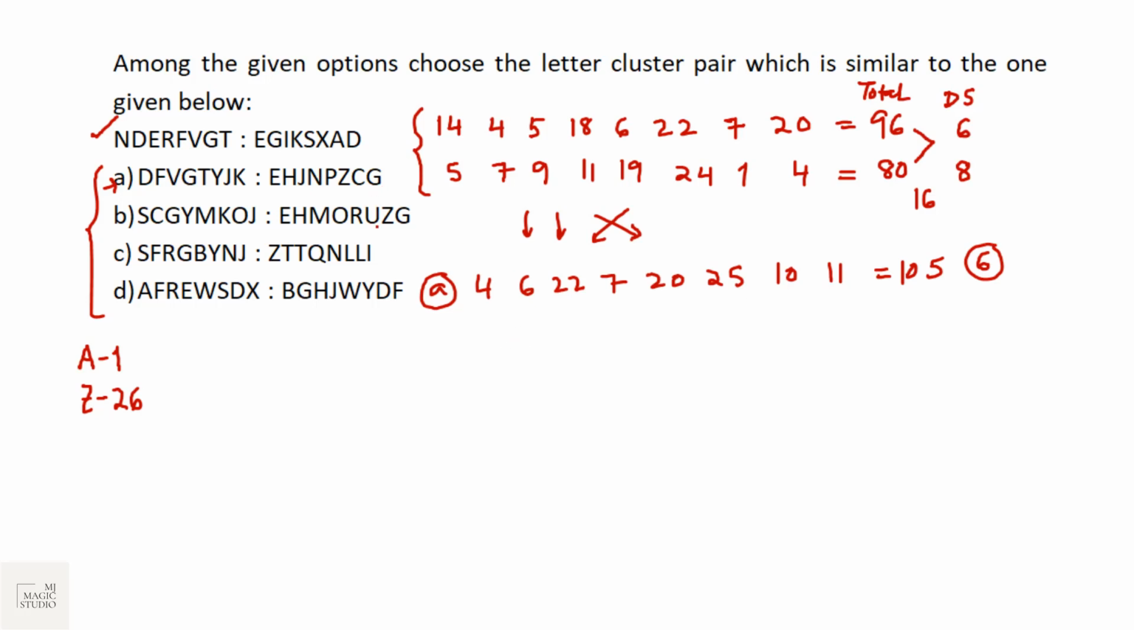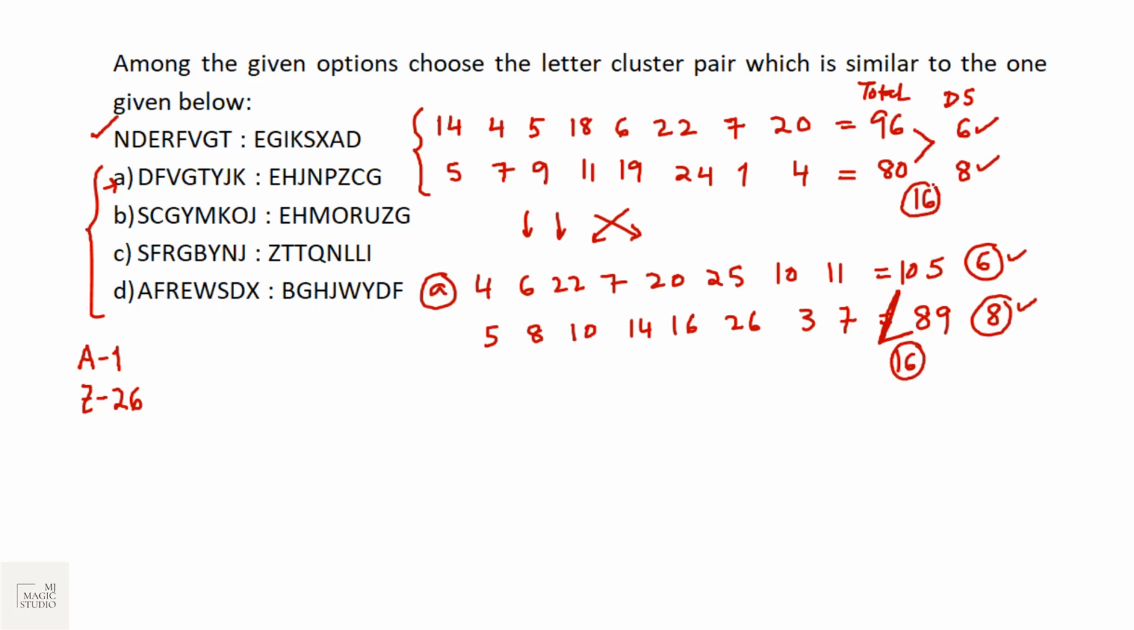For the second pair, I'm getting E5, H8, then 10, 14, 16, 26, 3, 7. The total sum of these comes to 89, and the digital sum of 8 plus 9 is 17, 1 plus 7 is 8. And we can see that it's matching with this 6, 8, 6, 8. Another thing, 105 minus 89 is also 16. This is also matching here.